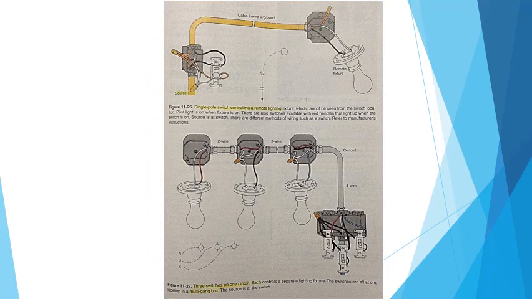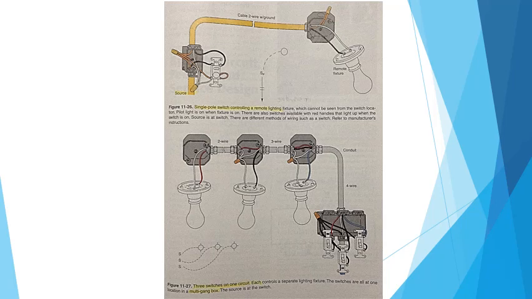11-26, top: single pole switch controlling a remote lighting fixture. Again, single pole switch controlling a remote lighting fixture which cannot be seen from the switch location. The pilot light is on when the fixture is on. There are also switches available with red handles that light up when the switch is on. The source is at the switch.